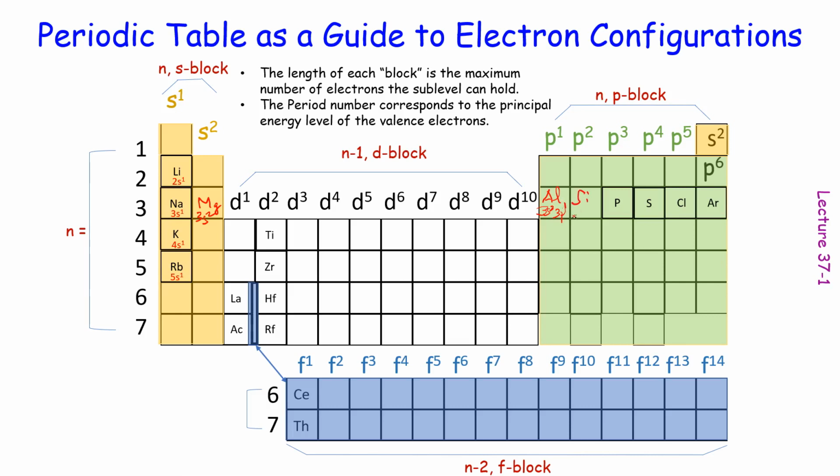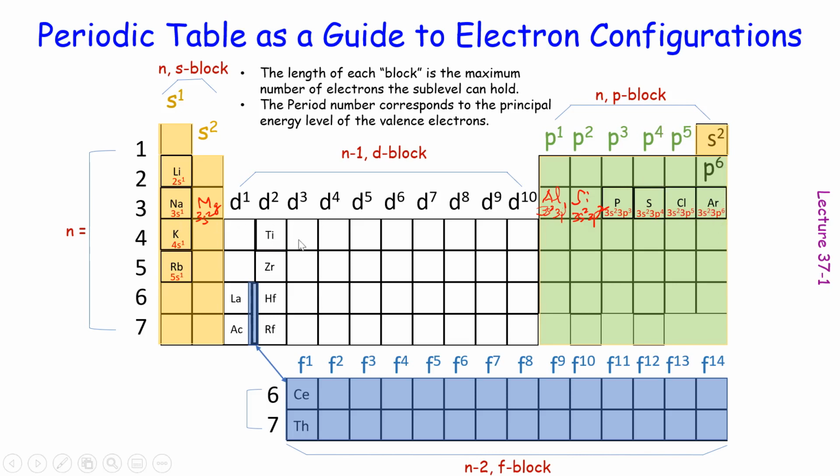Silicon, 3s2 3p2; phosphorus, 3s2 3p3; sulfur, 3s2 3p4. See, that's the P4 column, then P5, then P6.